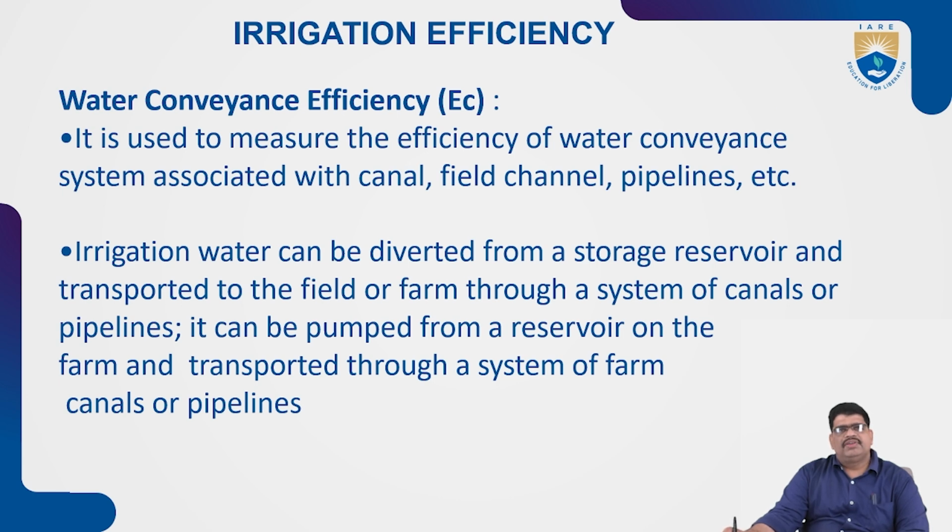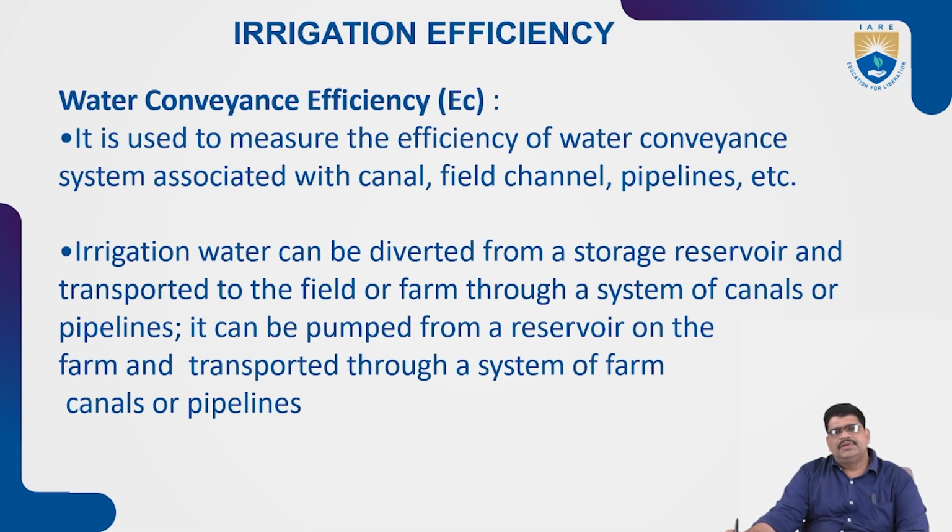Next, the irrigation water can be delivered from the storage of the reservoir and transported to the field farm through the system of canals or pipelines. It can be pumped from the reservoir to the farm and transported through the system of canals and pipelines. These are the irrigation canal systems. The pipelines are used to carry water from one place to another, delivering the water to the irrigation fields.